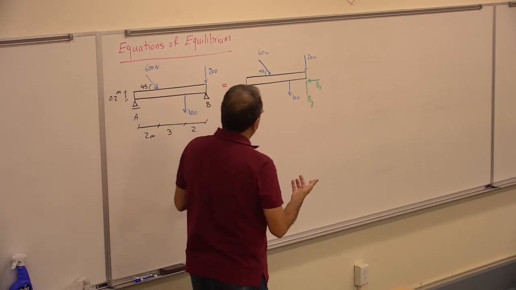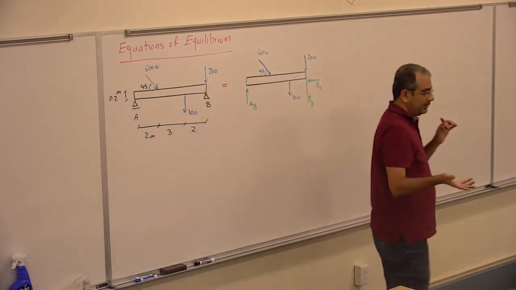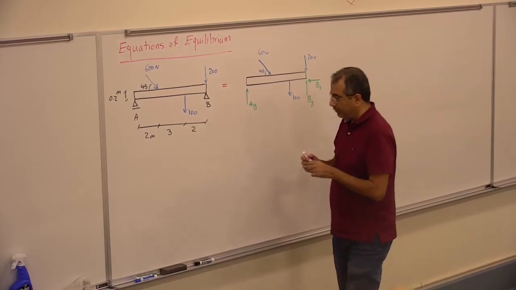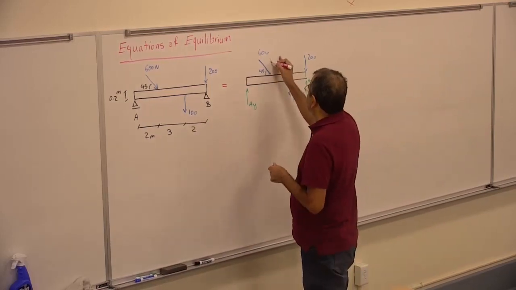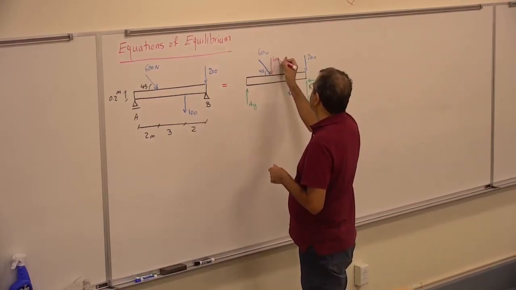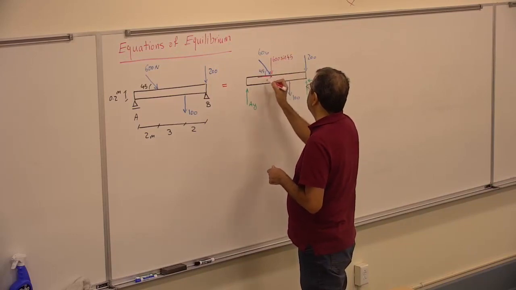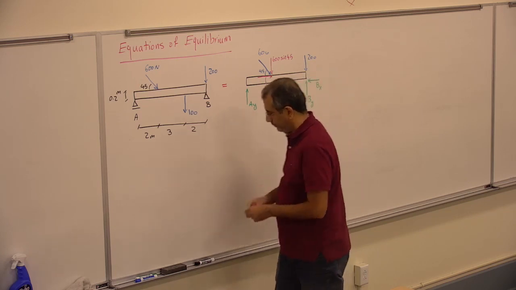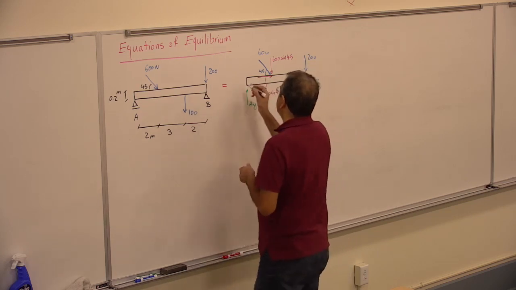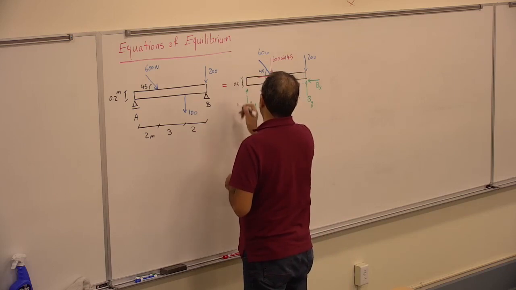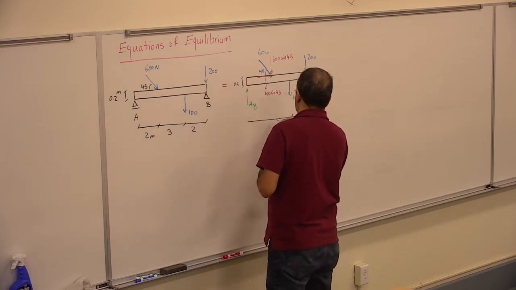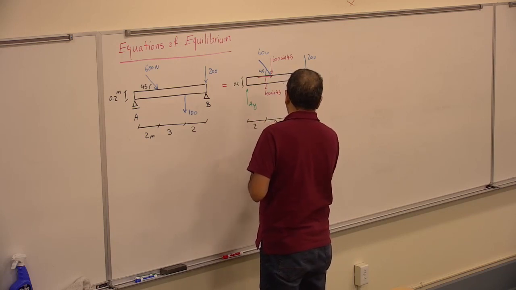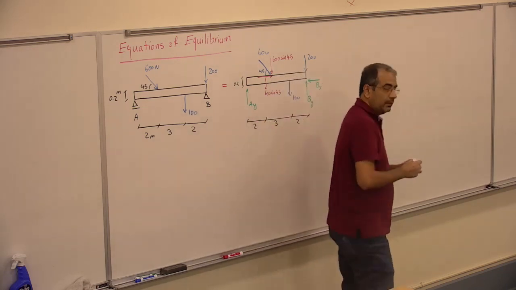So I want to find sigma fx, sigma fy. So I have to find all the components of the force. So this one is 600 sine 45. This one is 600 cosine 45. And again, this is 1, 2. This is 2, 3, 2.